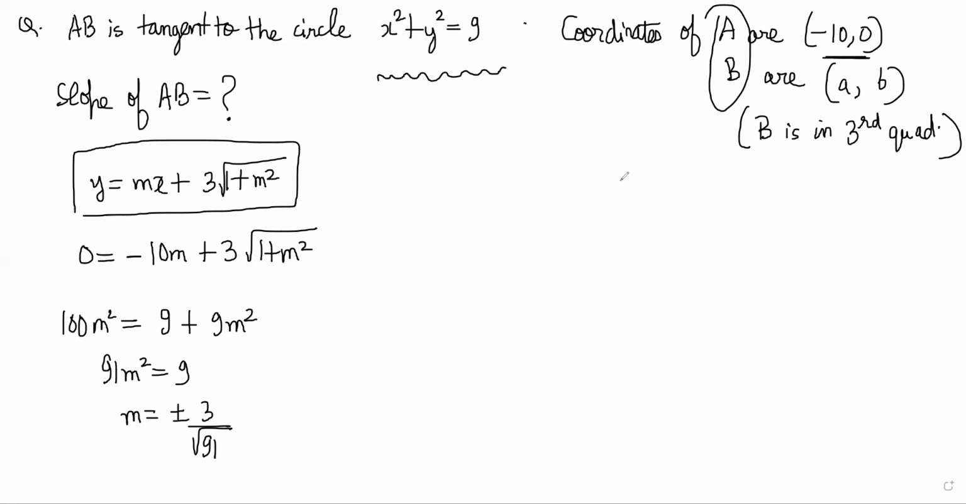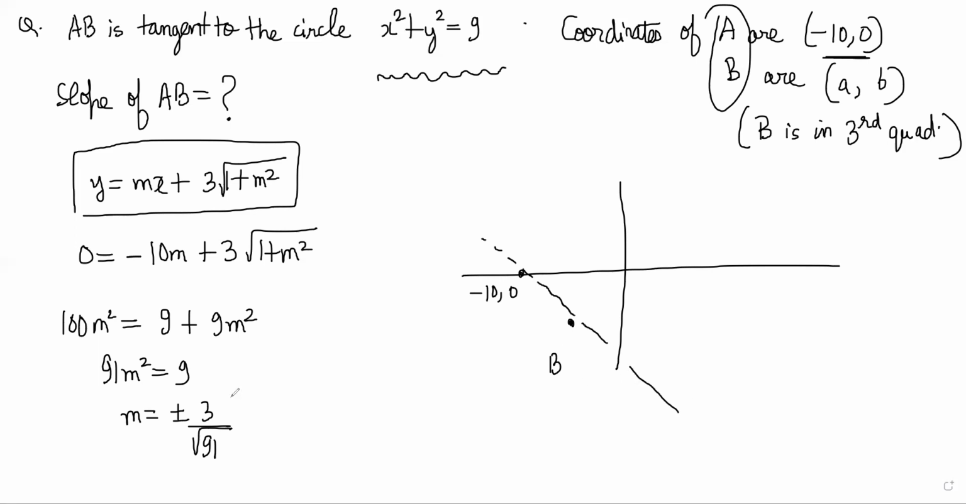So AB, A is (-10, 0), and B is somewhere here, in the third quadrant. So negative slope. So it should be negative slope: minus 3 by root 91, right? Okay, so that one is easy only. Then let's do this one.